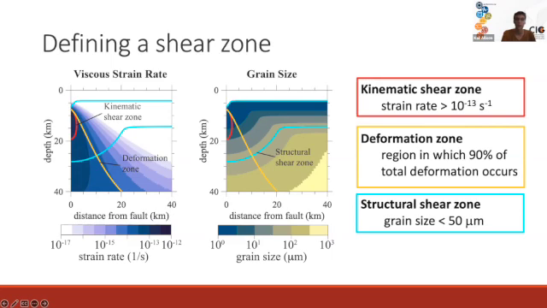And third, the structural shear zone, shown in cyan, is the region within which the grain size is less than 50 microns, corresponding to the region within which mylonites might form. So again, these 3 definitions are quantifications of different aspects of the shear zone. The kinematic shear zone might be observable through surface velocity measurements, and the structural shear zone would be observed by field and lab work on an exhumed shear zone.